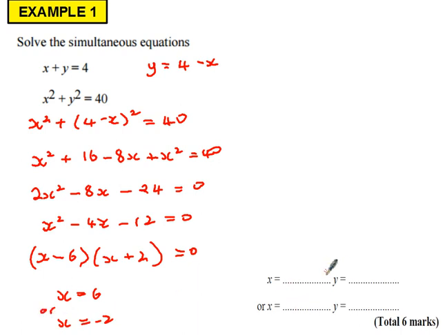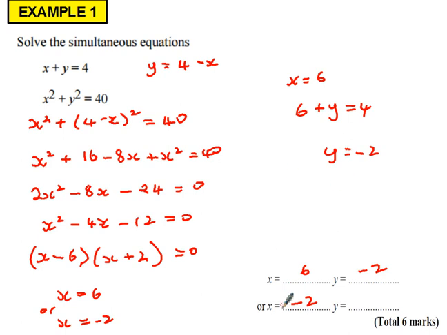Now, we're not finished, and it even gives you quite often the framework to remind you that you need to have two x values and two corresponding y values. So let's fill in the x ones, 6 and minus 2. What we're going to do now is use one of these equations to find out what value of y goes with each of these. So it makes sense to use this one here, keep it as simple as possible. So let's say when x equals 6, we've got 6 plus y equals 4. So I've just used that value, substituted it into this equation to get that. So y, if I take 6 from both sides, is minus 2.